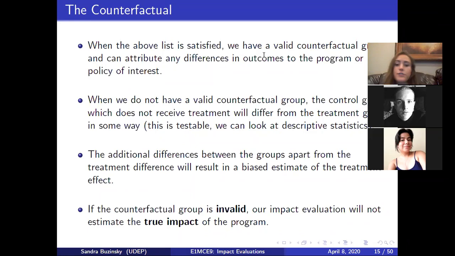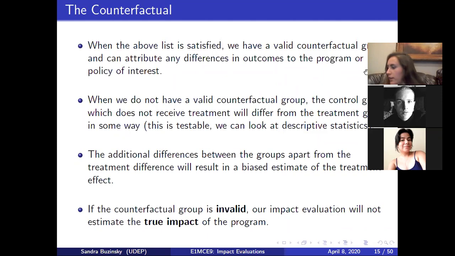Okay, so when we do not have a valid counterfactual group, the control group, which does not receive treatment, will be different from the treatment group in some way to begin with. And this is testable because we can look at descriptive statistics. We can look at just survey data, household data.